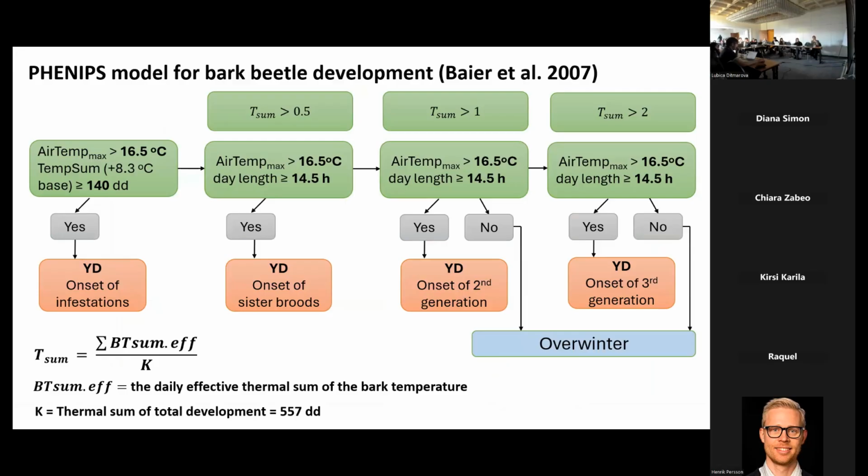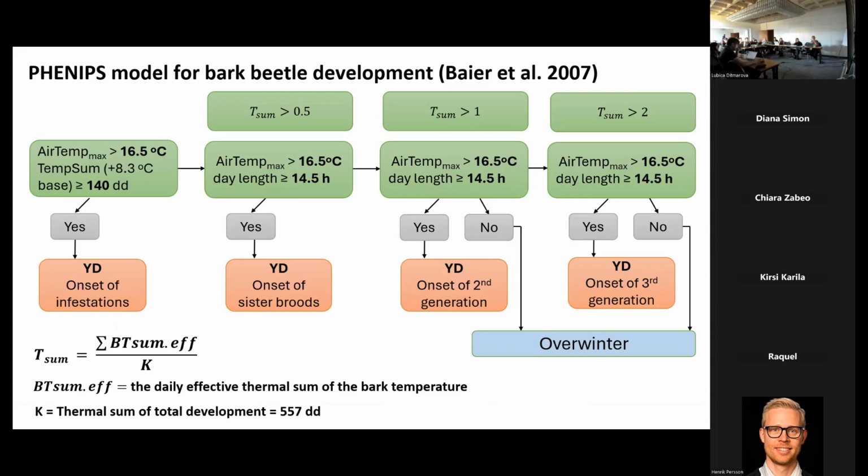So the Finnish model calculates the day of the year when the onset of infestation happens, and for this it evaluates the air temperature, which should be more than 16.5, and the temperature sum, which should be more than 140. This is what they found when they developed the model.